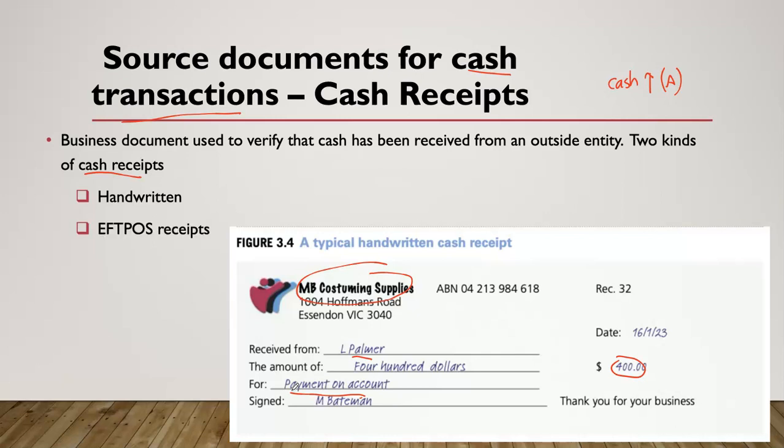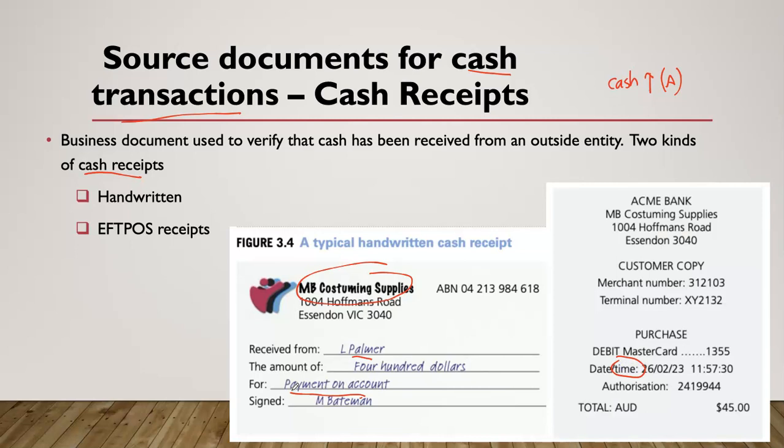They could also be EFTPOS receipts, because we're moving into the world where a lot of our cash receipts come from people transferring money from their bank account or using EFTPOS. This means there was a sale of $45 for MB Costuming Supplies. But if you see the word receipt in your source documents, that means your business has received cash, or the business that is at the top of the document has received cash.